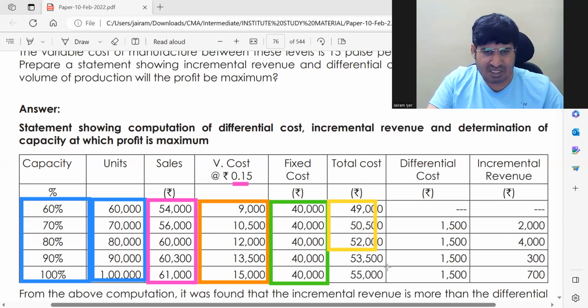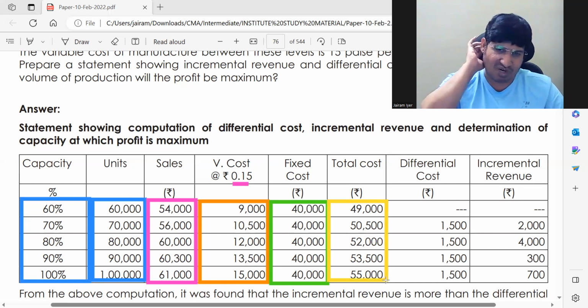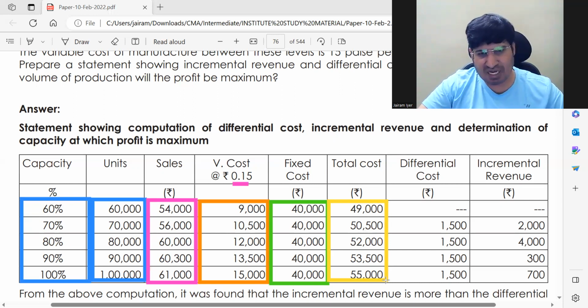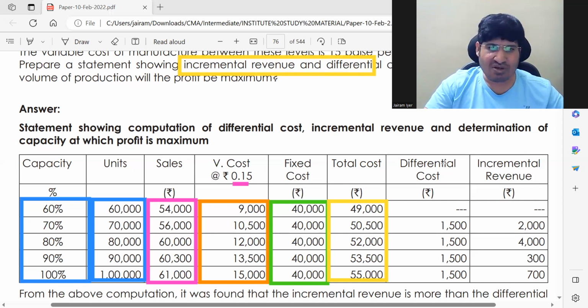So till here, if you prepare a marginal cost statement, you will directly get at which activity level the profit is the highest. But they want us to tell using the incremental revenue and differential cost concept. So the next two columns are your incremental revenue and differential cost. How to use them, I will explain.